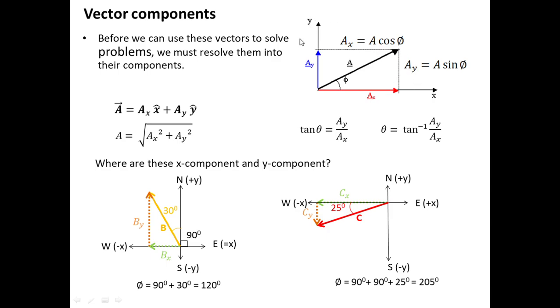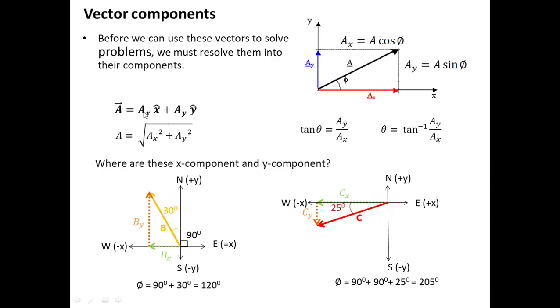So in this representation, the x component is just this length, this is the component of this vector that is parallel to the x axis. That's why we call it the x component, while the y component is the component of this vector that is parallel to the y axis. So that's why we have it here represented by this blue arrow. And again, you can calculate it using this equation.